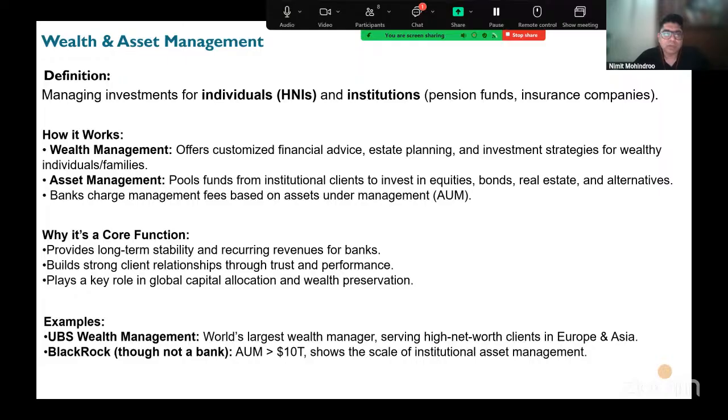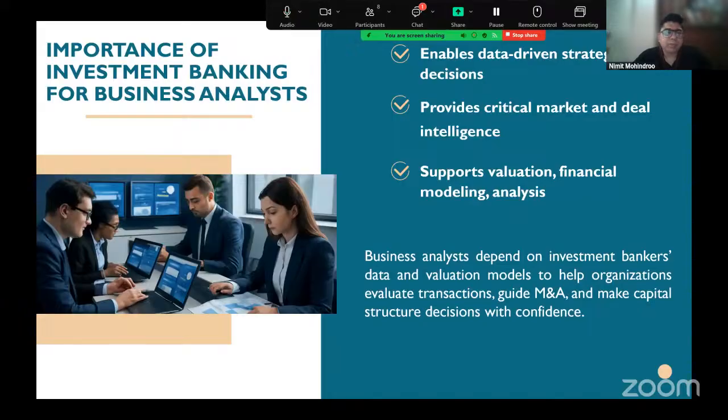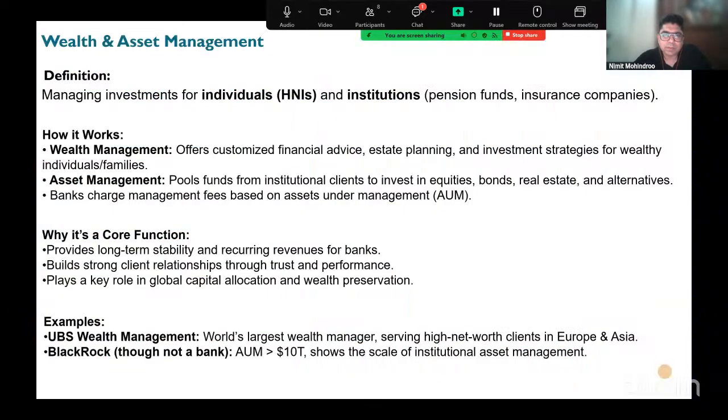So this was the last core function of investment banking. Now, the importance of investment banking for business analysts. Just a minute, Nimit, before you go ahead. Just go back to the previous slide. I think this functionality should be very clear to everybody because this is very simple to understand. It does not include any securities or any kind of trading.